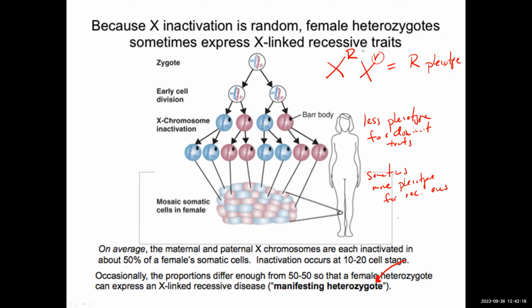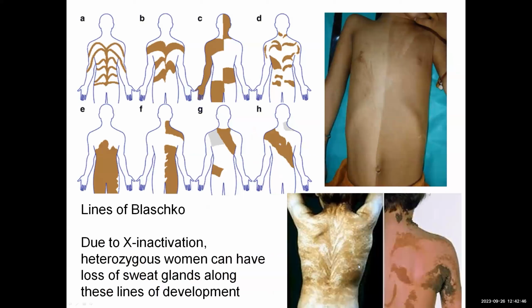This is also why it's much harder for women to get diagnoses for these types of traits. Because not all of their cells are affected, they might only have the phenotype in some of their organs, but not others, or some areas on their skin, but not others, whereas the male will have it everywhere. Another example of this, which makes it clearer in humans, is Blaschko lines.